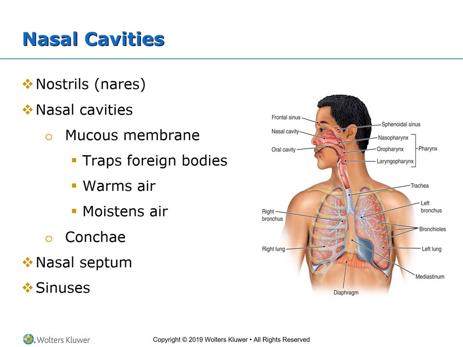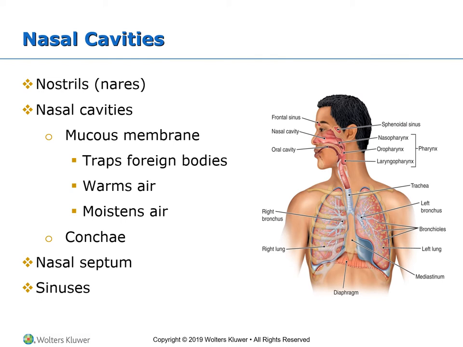We'll start by describing the nasal cavities, and this is the place where the air will enter the respiratory system. The entrance of the air is possible due to the openings at the level of the nose. The openings are called nostrils or nares.